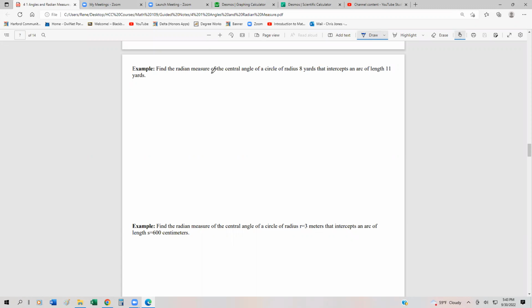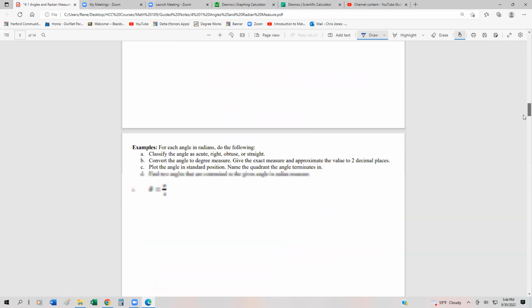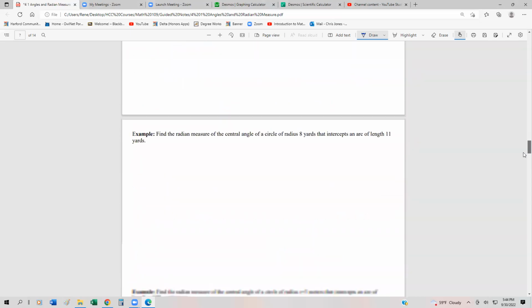We want to find the radian measure of the central angle of a circle of radius 8 yards and an arc length of 11 yards. So one thing we should do is remember a formula that we saw at the very beginning, and that's theta equals s over r, where the arc length is s and r is the radius of some sort of circle that we're trying to inscribe that central angle in.